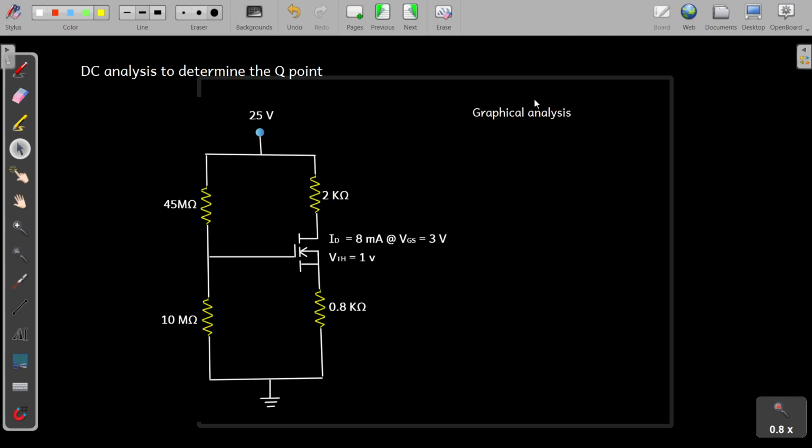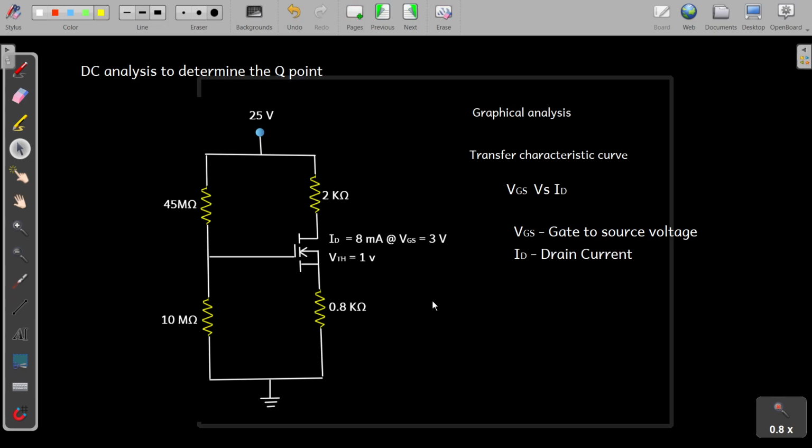With the help of graphical analysis we are going to determine the Q point. In the graphical analysis we are going to plot the transfer characteristics curve for the E MOSFET. This transfer characteristics curve is drawn with VGS versus ID. VGS is the gate to source voltage and ID is the drain current. And for this enhancement type MOSFET, VGS is positive only.